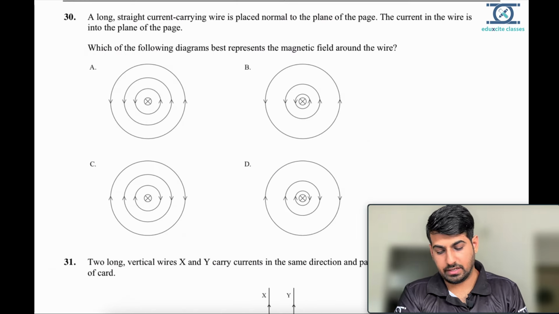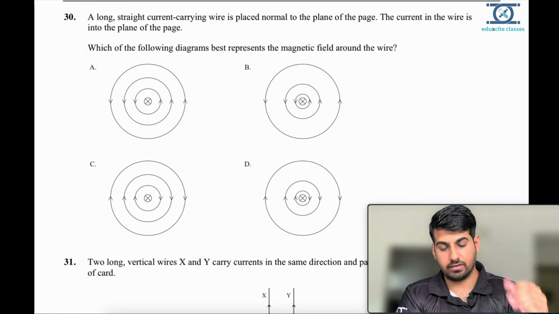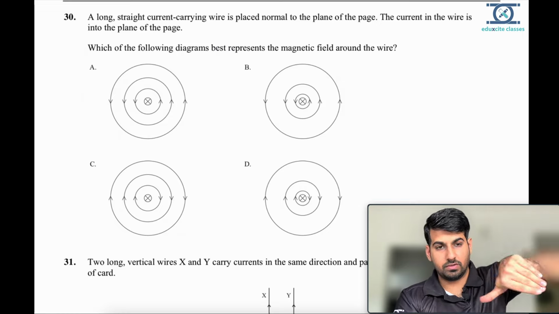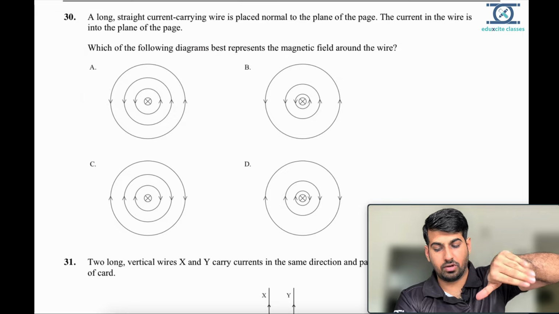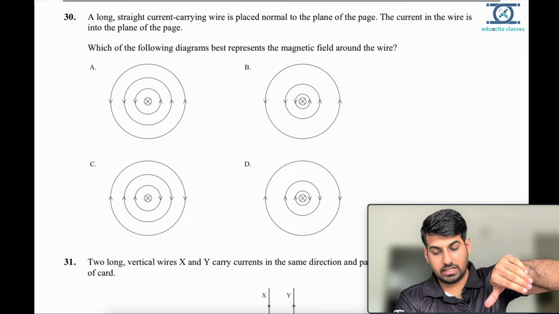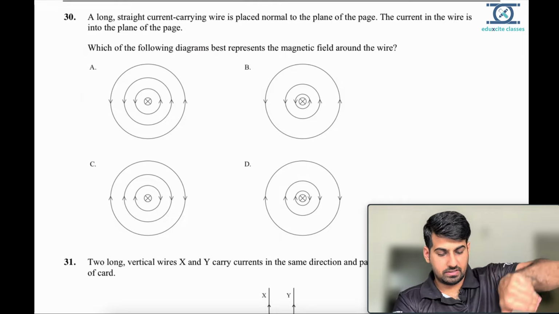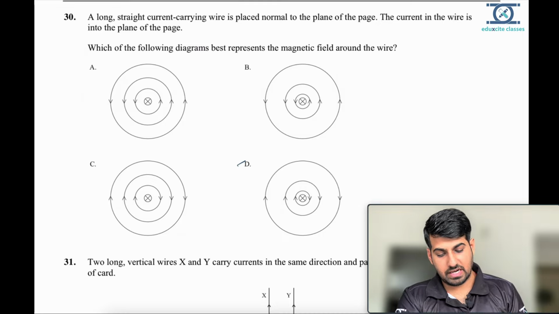Question number 30, it's a direct question using the right hand thumb rule. Current in the wire is into the plane, so if you curl your fingers, it will be curled like this. Okay, so option D is the right answer.